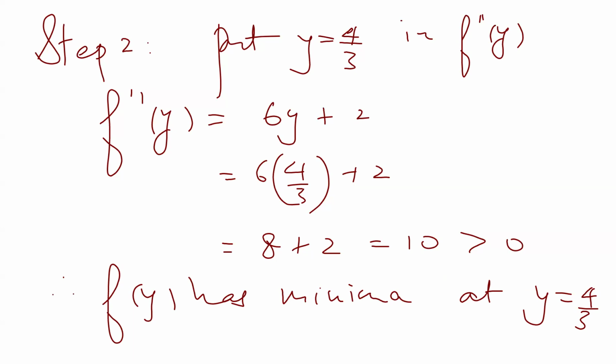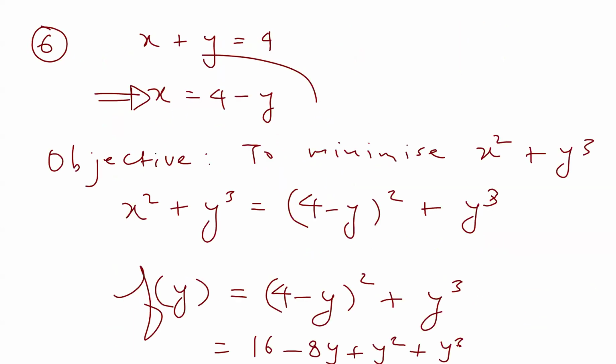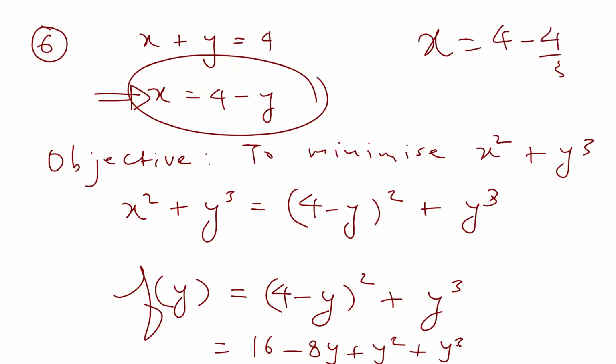So if y is equal to 4 by 3, what is x? You can put the value of y as 4 by 3 over here. x is equal to 4 minus 4 by 3, that is 12 minus 4 by 3, which is equal to 8 by 3. So x is equal to 8 by 3, y is equal to 4 by 3.